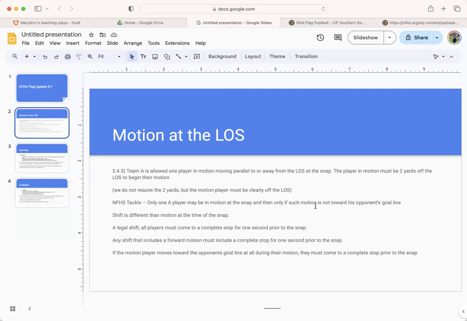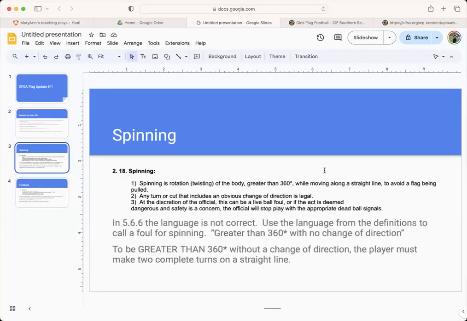A couple of teams are trying to get tricky with the way they're snapping the ball and deceptive about who's going to receive the snap of the ball. We're okay with this, and we want them to design great plays. But if there is forward motion, meaning toward the opponent's goal line or toward the line of scrimmage, that player must come to a complete stop for 1 second prior to the snap of the ball. We're going to cover this in every single one because we're still getting it wrong.